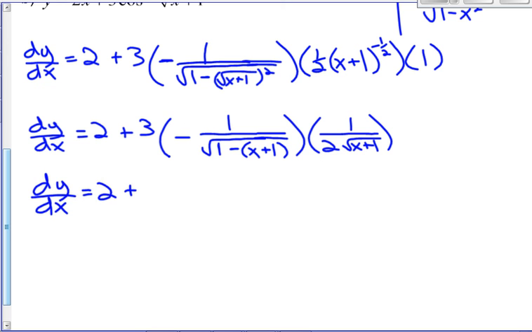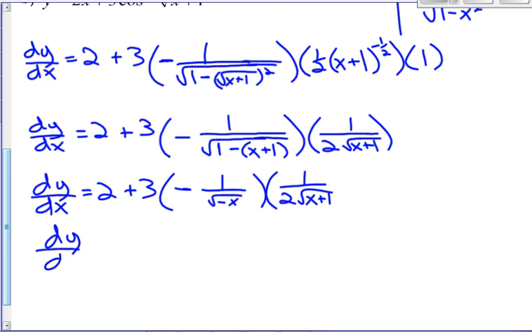Simplify a little further. So 3 by negative 1 by the square root of, let's see, that's 1 minus x minus 1, so negative x. And 1 over 2 root x plus 1. So putting it in nicest form, it will look like this. 2 minus, there's going to be a 3 on the top. On the bottom, there's going to be a 2, a root negative x, and a root x plus 1. And there's our derivative. Okay, so we really need to watch out for that chain rule.